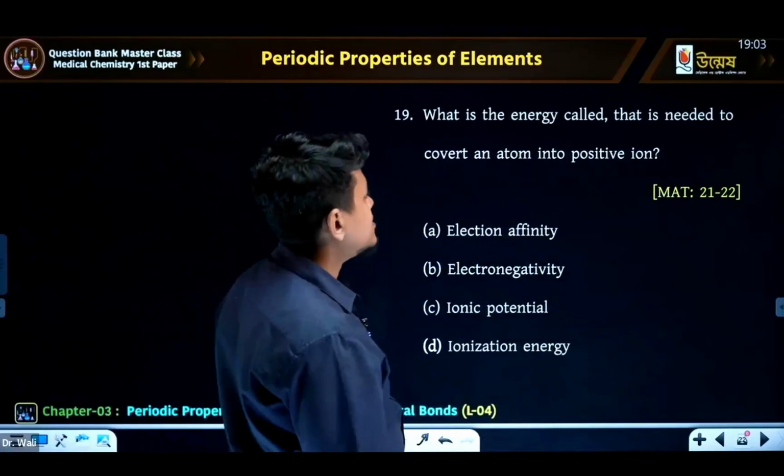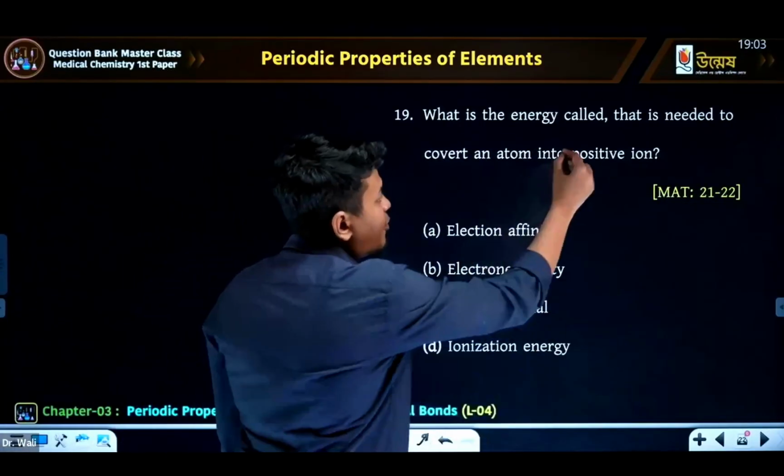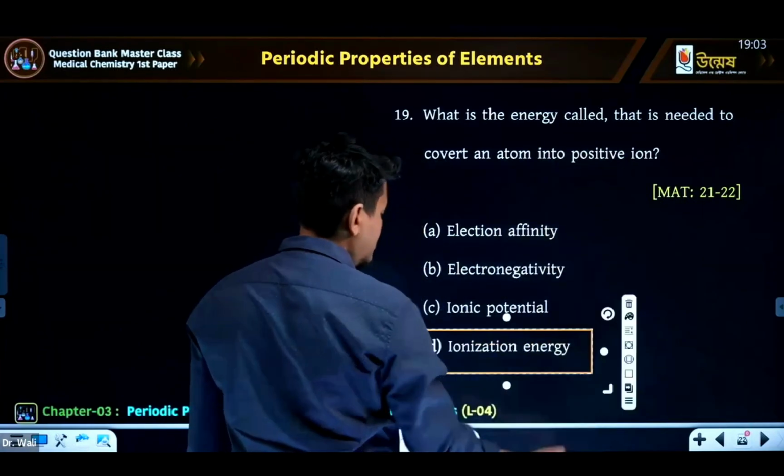What is the energy called that is needed to convert an atom to a positive ion? We already solved that. For a positive ion, it is ionization potential, not ionic potential. This is ionization potential.